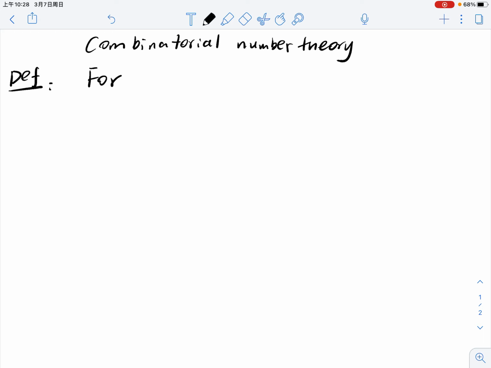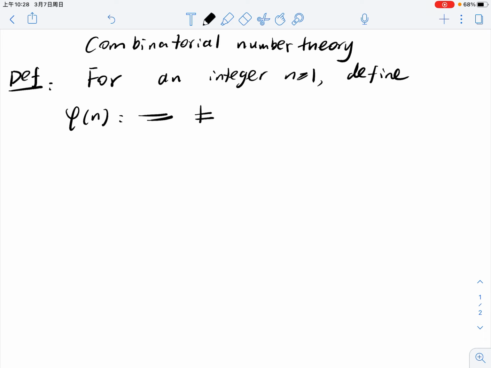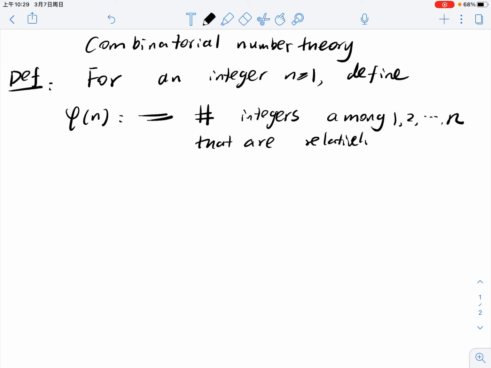So by Euler function, we mean, for a positive integer n, define the Euler function phi by the formula: this is the number of integers among 1, 2, 3, 4, all the way to n that are relatively prime to n.